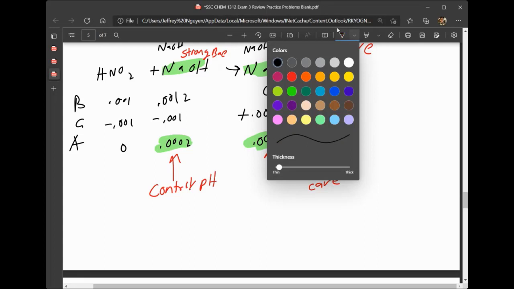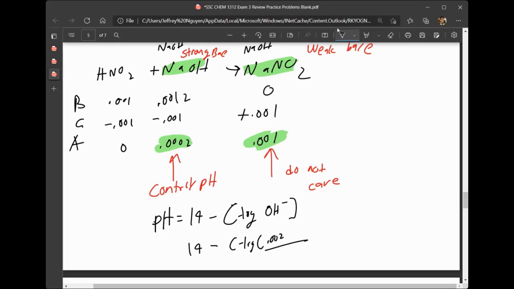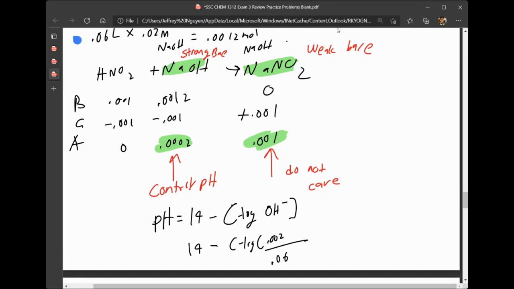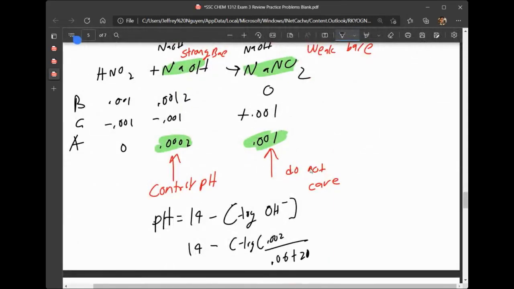Okay, so how do we find the pH of NaOH? Well, we know that pH is just 14 minus the negative log of the OH concentration. So doing that, it's 14 minus negative log of 0.002 over, just like an over button. So we have to account for the total volume, right? So 0.06, because this is the volume of titrant we added, and then we also have to account for the 20 mL, the 0.02 liter from the analyte that was at the start.